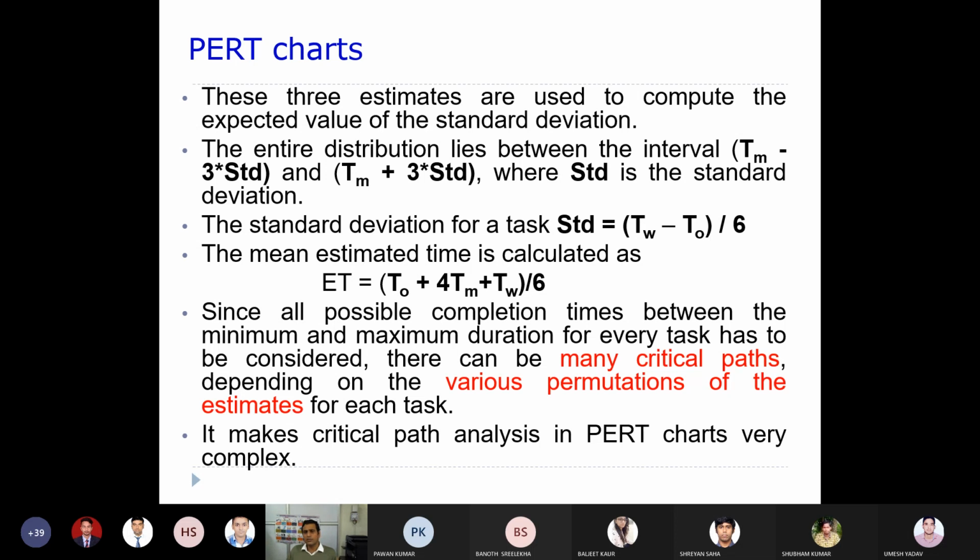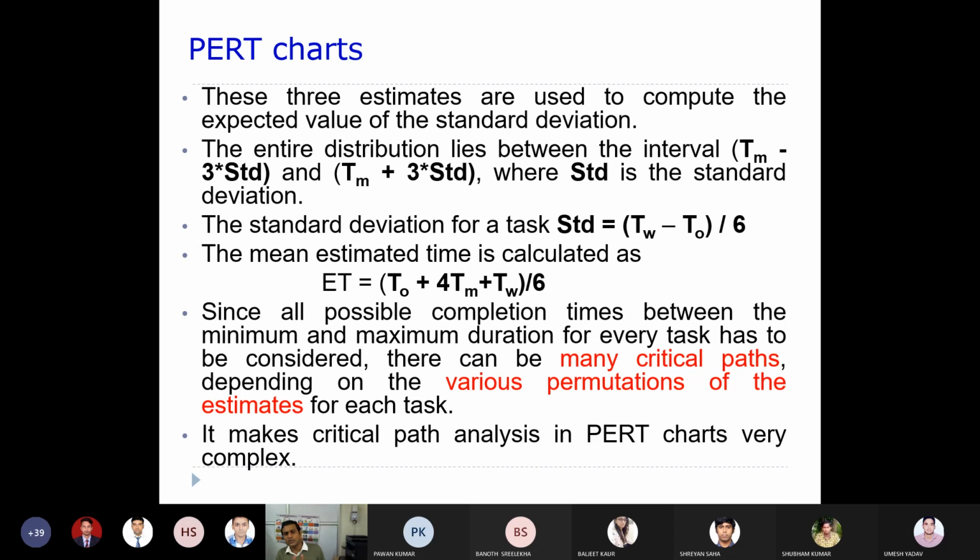Now, if you take Tm plus standard deviation and Tm minus standard deviation, can anyone tell me, if you have a normal distribution curve, you have a mean and you know the standard deviation, so mean plus standard deviation and mean minus standard deviation, approximately what portion of your distribution will be covered? 67%, I think. Yeah, not 60, I think less than that.